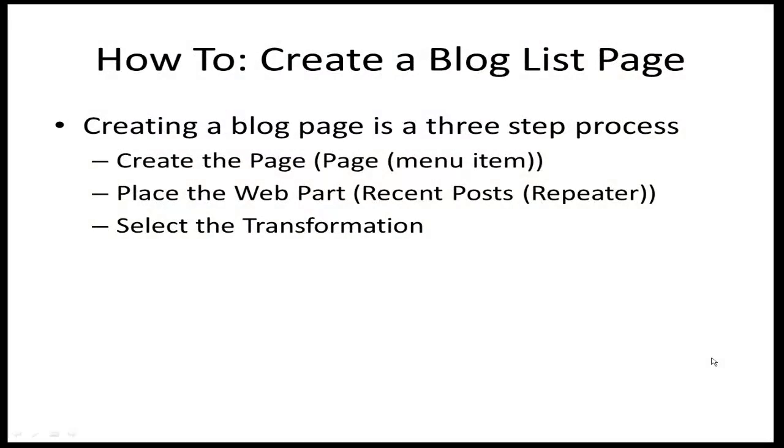Creating a blog list page with Kentico's CMS is like creating any other pages. It's a three-step process. The first is to create the page. This is where you define the page template that you're going to use. Once you've created your page, you then go ahead and place your web parts on the page in the various locations. And finally, you want to select the transformation that you'll use.